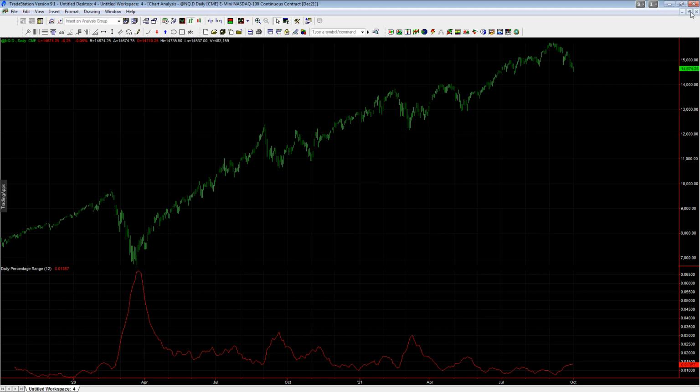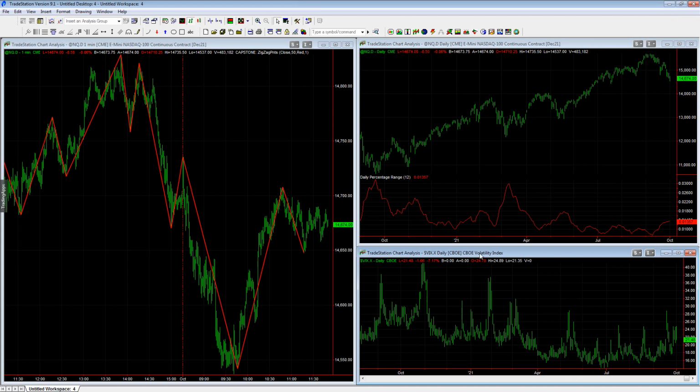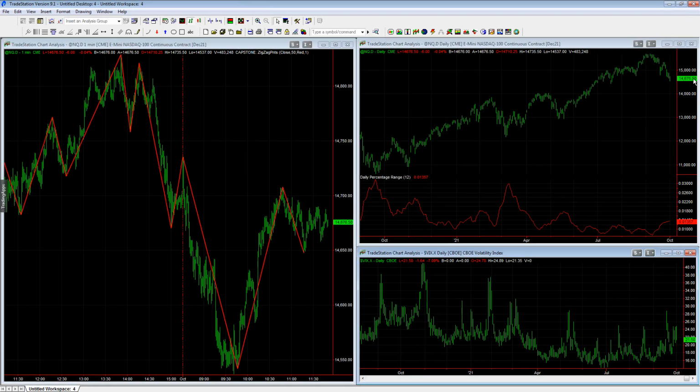So you can't really measure volatility. Sometimes you measure volatility with ranges, but that doesn't give us the story right now. VIX is another volatility indicator. VIX is relatively low compared to where it's been in the past. So VIX doesn't really help us in telling us what the volatility is. So what else can we do?